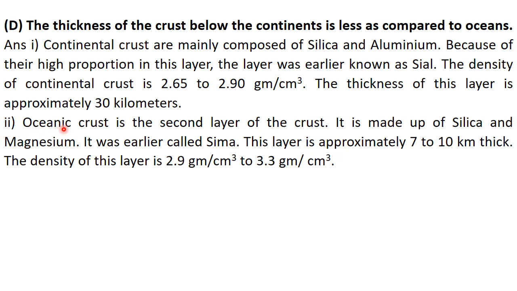Point number 2, oceanic crust is the second layer of the crust. It is made up of silica and magnesium. It was earlier called SIMA. This layer is approximately 7 to 10 km thick. The density of this layer is 2.9 gram per centimeter cube to 3.3 gram per centimeter cube.